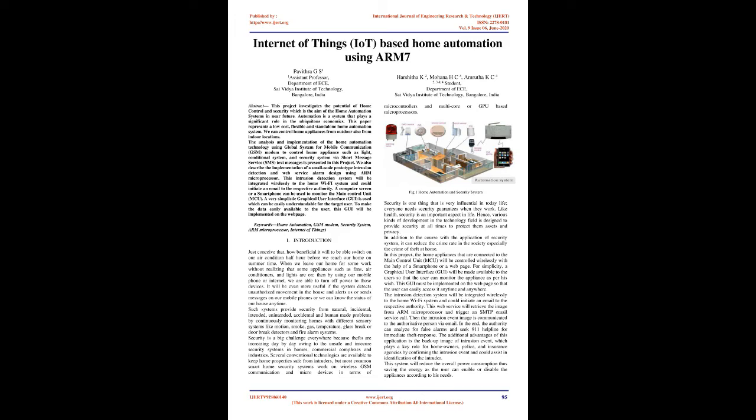Security is one thing that is very influential in today's life. Everyone needs security guarantees when they work. Like health, security is an important aspect of life. Hence, various kinds of development in the technology field are designed to provide security at all times to protect their assets and privacy. In addition, with the application of a security system, it can reduce the crime rate in society, especially the crime of theft at home.